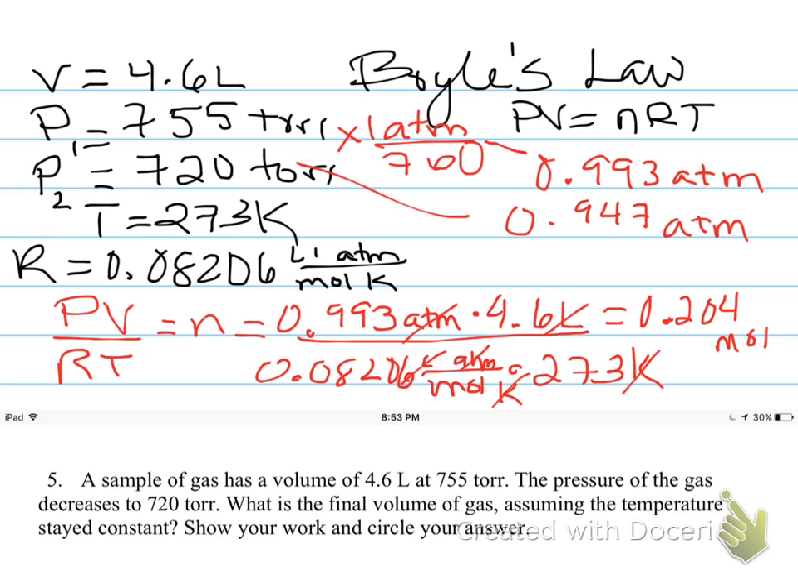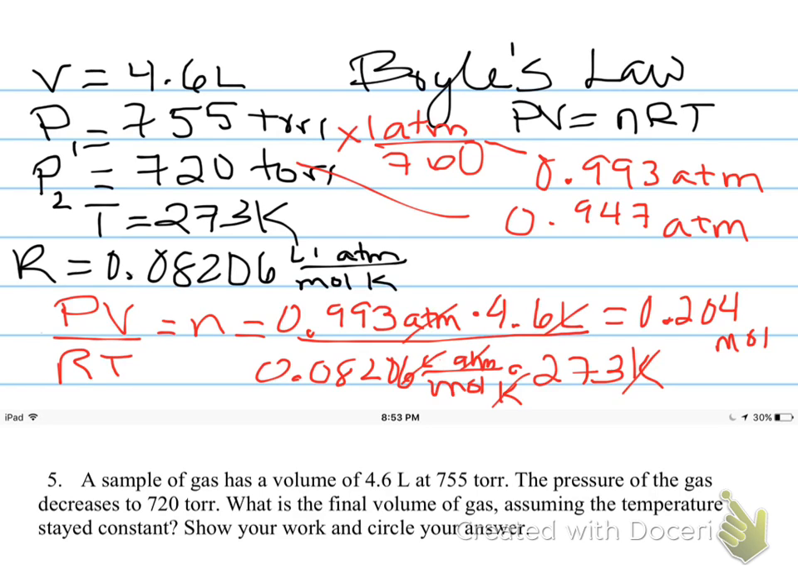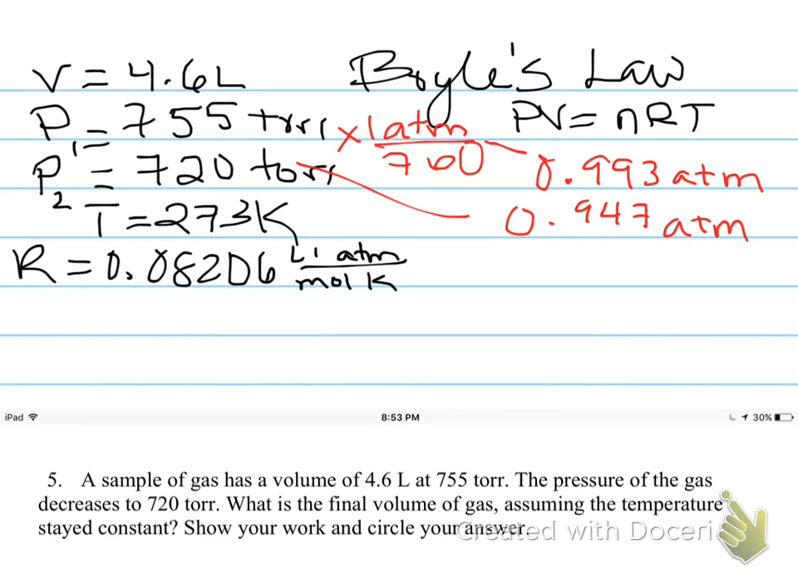Now that I know how many moles of gas is there, I'm going to clear some space here for myself. It's 0.204. I'm going to use the ideal gas equation all over again, but this time we're solving for volume at the new pressure. So it's going to be volume equals nRT over P. The moles I know from the last part.